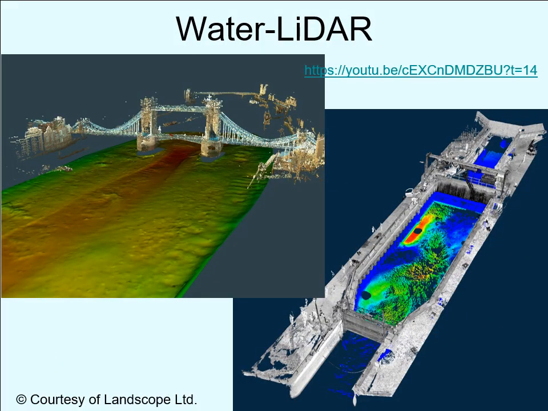Other stuff as well. There is water-based LiDAR these days. This is a plot here, and you can see London Bridge on the left, and there's another canal on the right. Again, that's quite a useful method to locate where things might be on the bottom of the water surfaces. And there's a YouTube link there for you to have a look at.